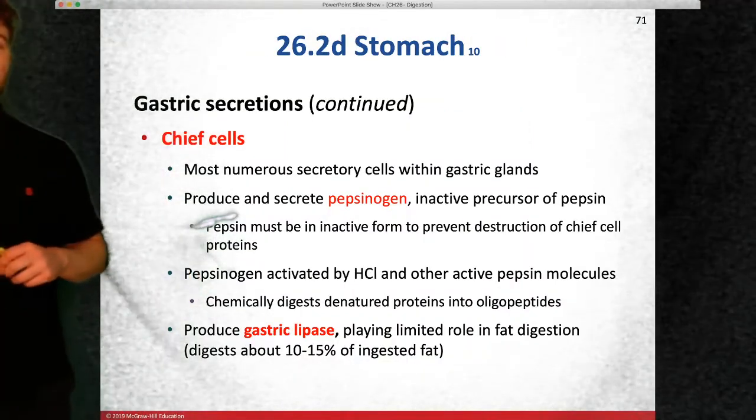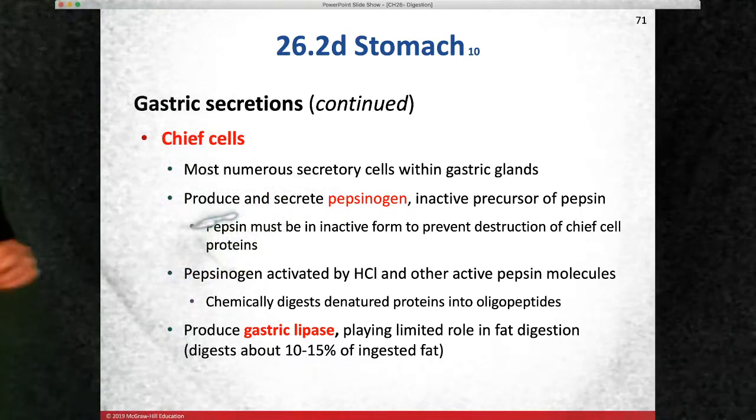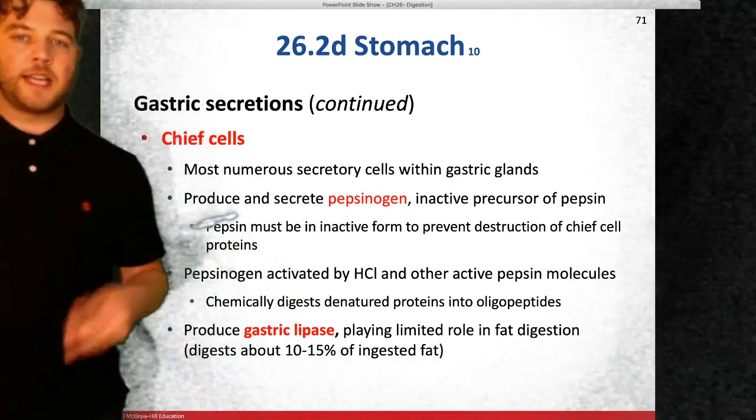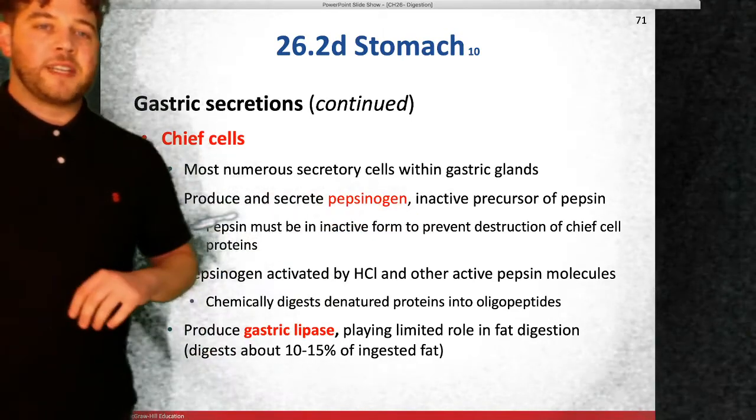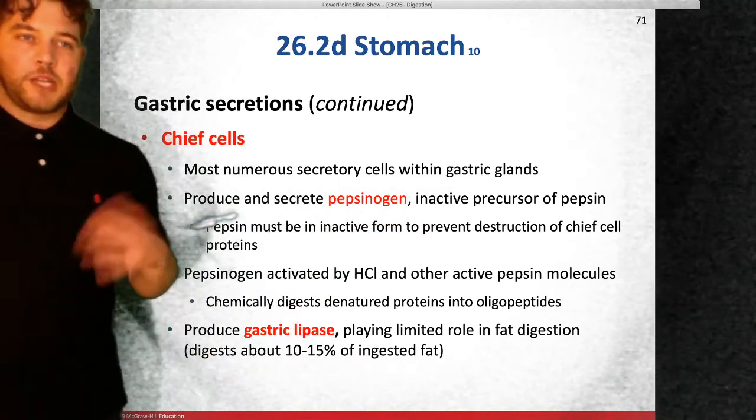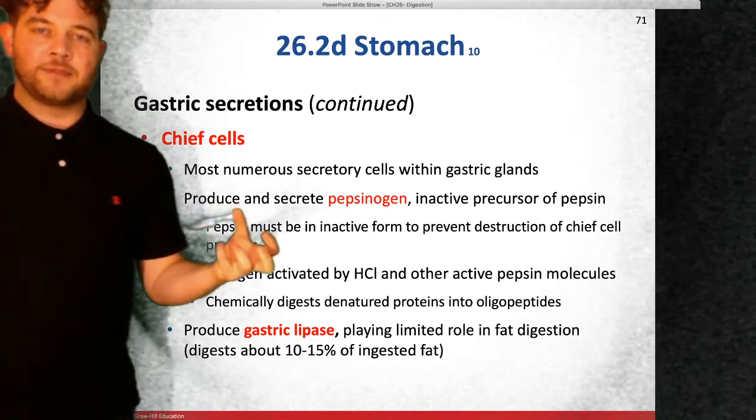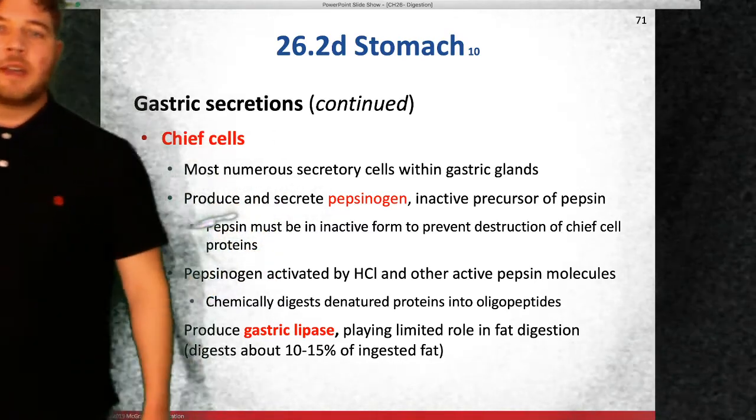Next cells, your chief cells. Most numerous secretory cells within the gastric glands. They produce and secrete pepsinogen, which is the inactive precursor of pepsin, becomes activated by the HCl. It must be in the inactive form to prevent destruction of chief cell proteins. Otherwise, if it was just in an active form, then it would just denature the proteins of the stomach.